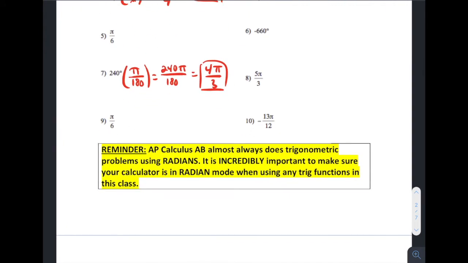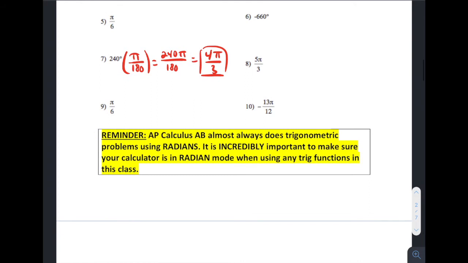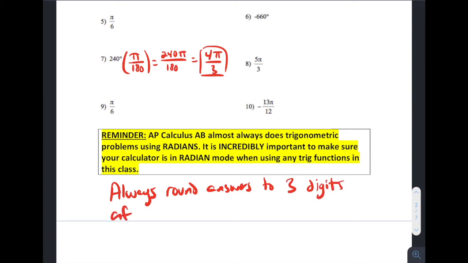And we know that part of the exam at the end of the year is going to be calculator allowed, so we'll want to make sure that we're in the right mode and getting the correct answers for that. While I'm talking about answers using calculators, also a reminder that we always round our answers to 3 digits after the decimal place.